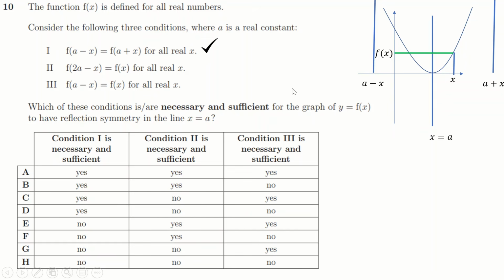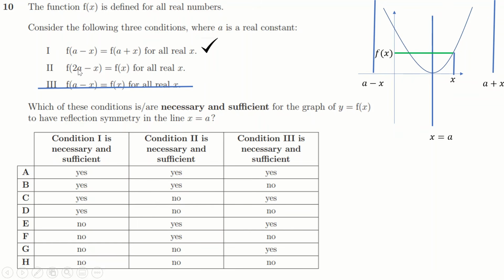So yeah, I'm cool with that being okay. Now, this one I can deal with next. A minus x is over here, and clearly, according to my picture, that could be different to f of x, right? F of x is here, f of a minus x is all the way up there. So this can't be necessary and sufficient, because my example says it's completely wrong.